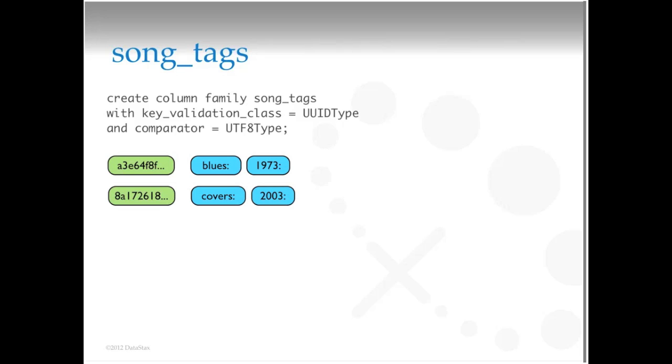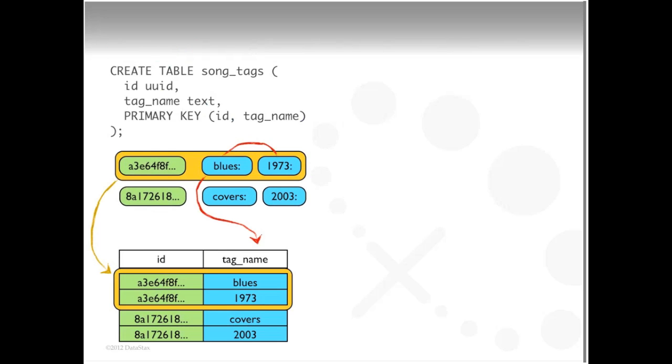Here's an example of some data there, where for the first song I've added tags blues and 1973, and for the next one I've added a tag covers and a tag for 2003. So I've got 4 tags across 2 songs represented here. This is the part where your brain explodes a little bit. If you can get this, then you're in really good shape.